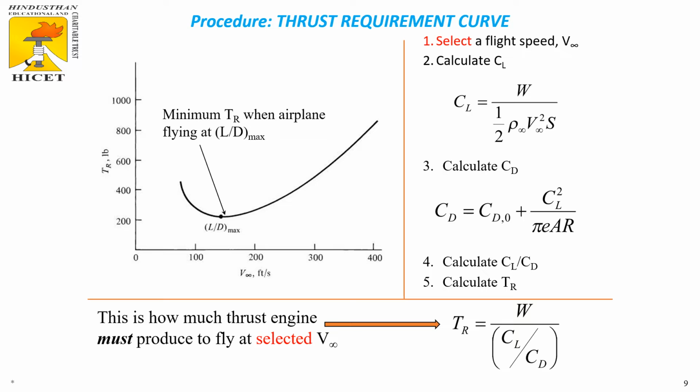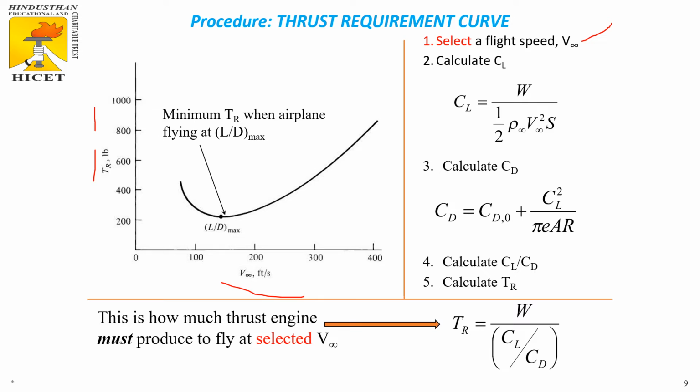So how to understand the minimum thrust required? This is your thrust required curve. On the y-axis we have thrust required, and on the x-axis we have velocity. Let us understand how this graph has been drawn. First we need to select the velocity, that is the flight speed, v infinity.